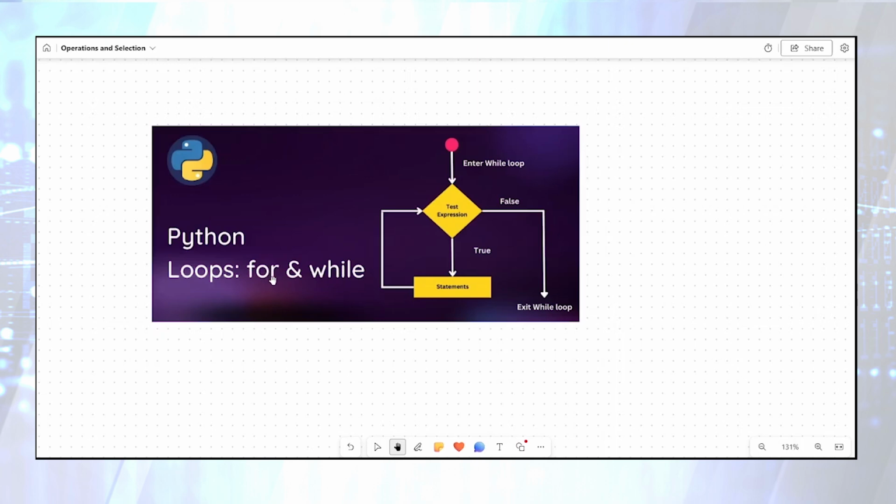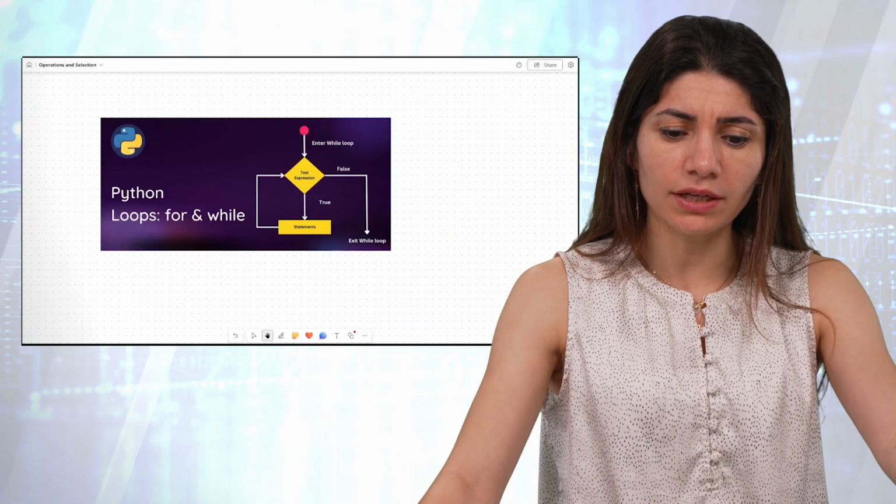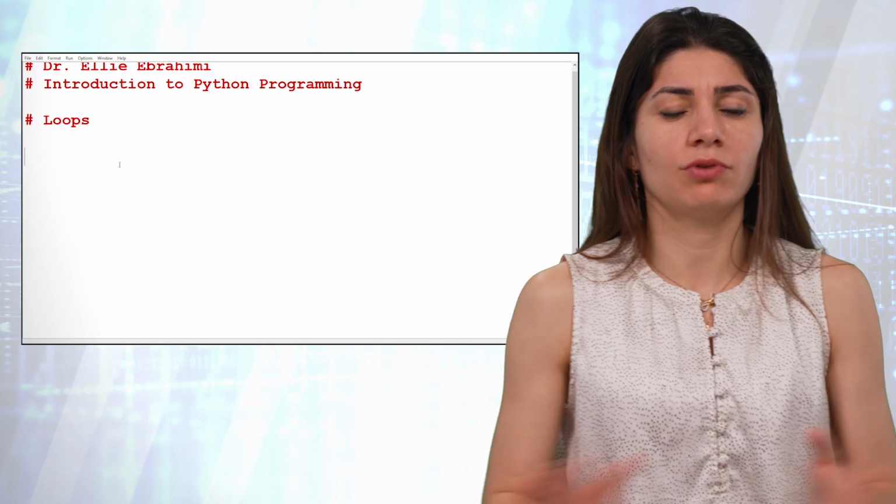There are 2 different loops that we can create in Python. We have for loop and while loop. In this video, we are going to focus on while loops. And then in the next videos, I'm going to show you 2 different types of for loops that we can have.